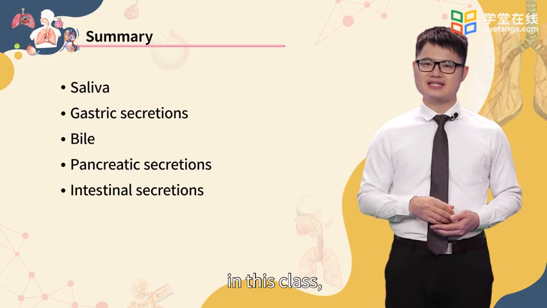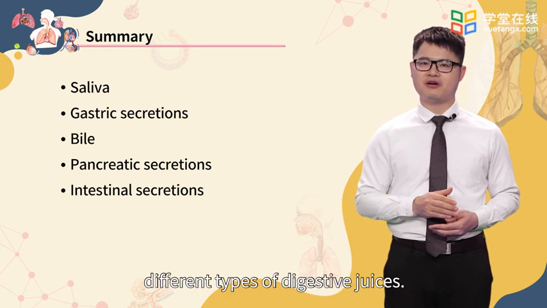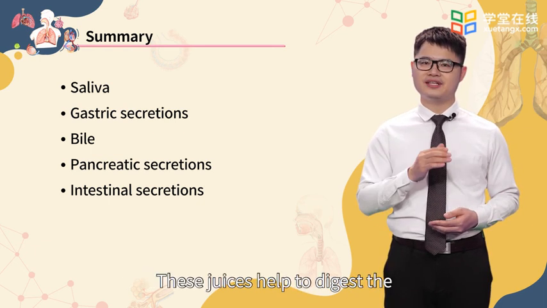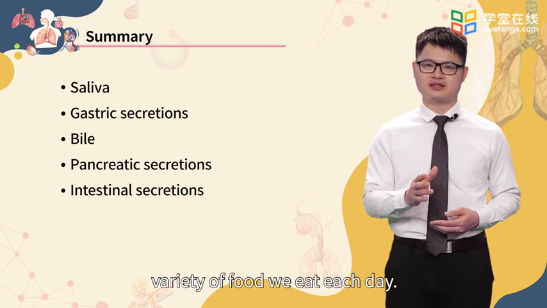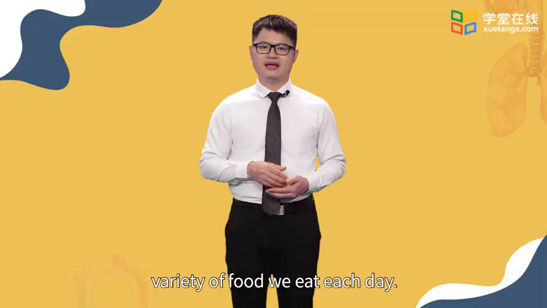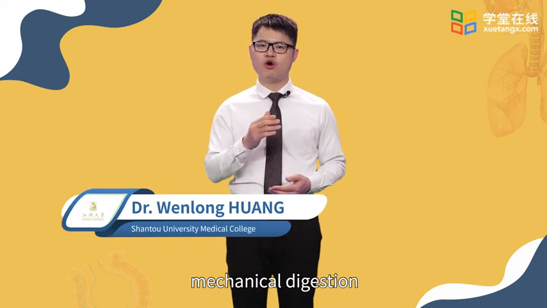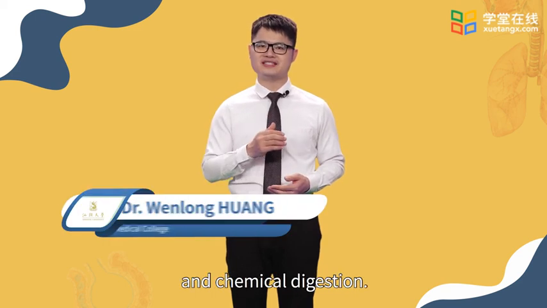Summary. In these cases, we have discussed the components of different types of digestive juices, and these juices help to digest the variety of food we eat each day. That's all for today, and next time we will discuss the neural and hormonal control of the GI system. Thank you.